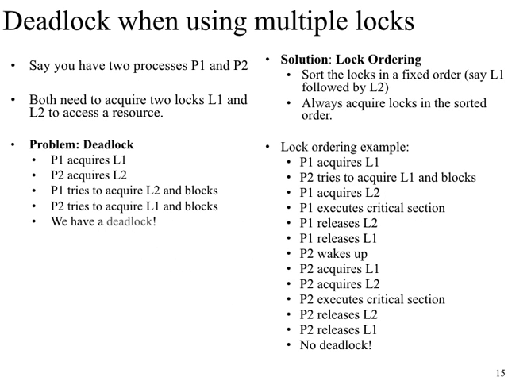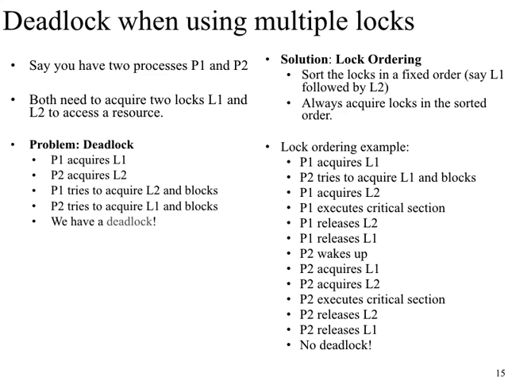So here's an example of two processes that end up in a deadlock. Here you have two processes, process 1 and process 2. They need access to two locks, L1 and L2. Each lock is presumably guarding a separate shared resource. So process 1 acquires lock 1 first, and concurrently process 2 acquires lock 2.